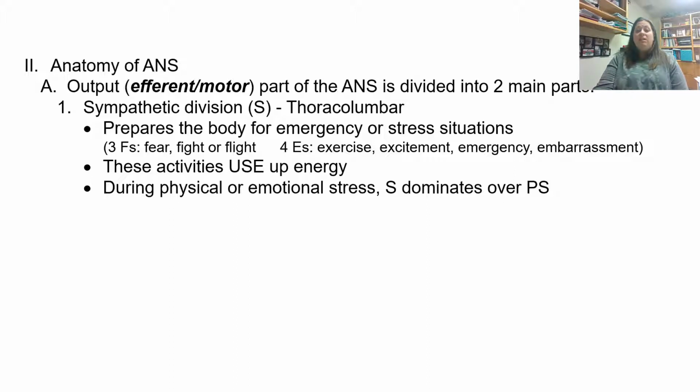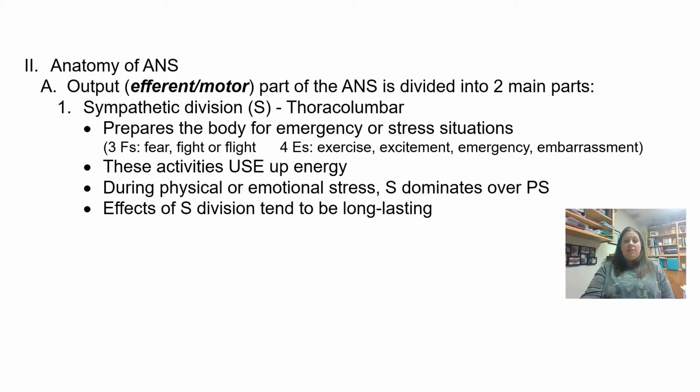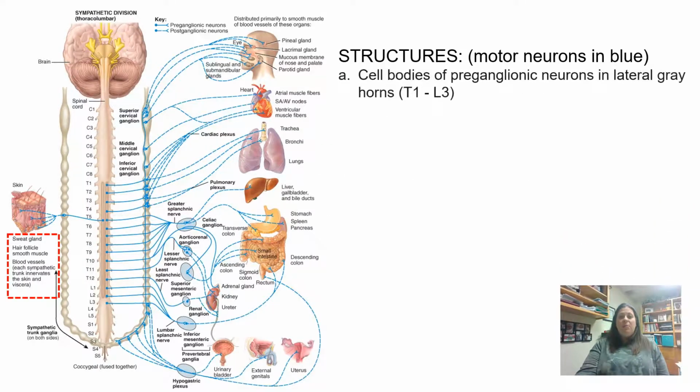The sympathetic is going to dominate over the parasympathetic division. The effects of the sympathetic division tend to be longer lasting. So, some structures. When we look at the motor neurons, they are located here in the blue. The cell bodies of the preganglionic neurons are found in the lateral gray horns of T1 through L3.